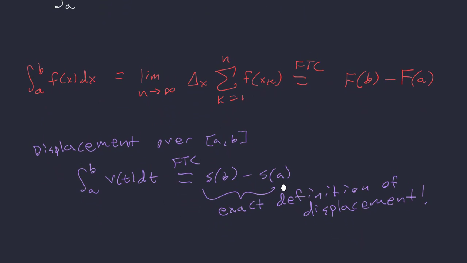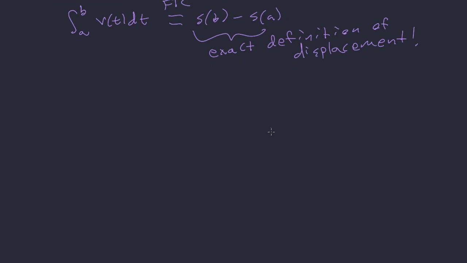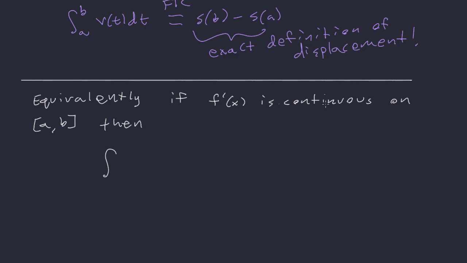An equivalent way to talk about the fundamental theorem of calculus is in terms of the derivative. If f prime is continuous on [a, b], then the definite integral from a to b of f prime of x dx is going to be the original function, f of b minus f of a. That's an equivalent way to talk about it, in terms of the derivative to the original function versus a function to its antiderivative.